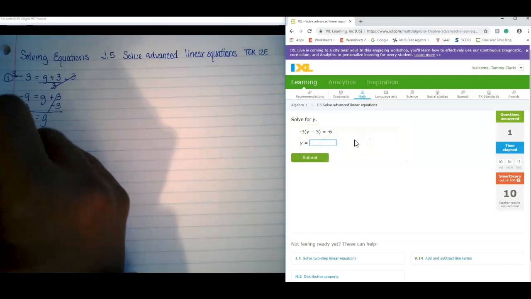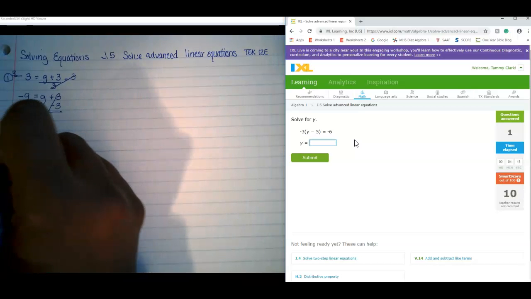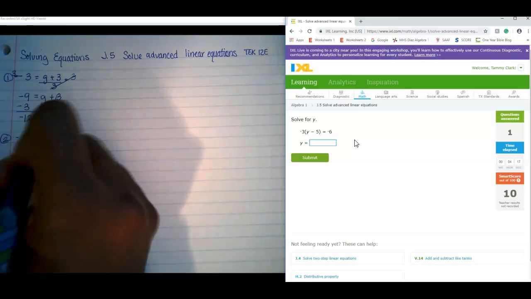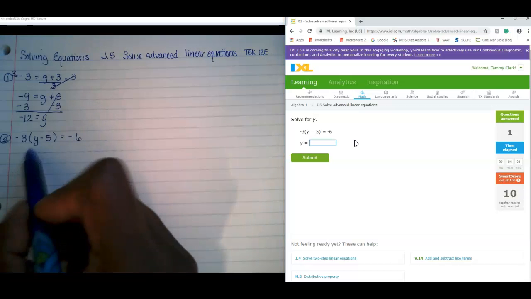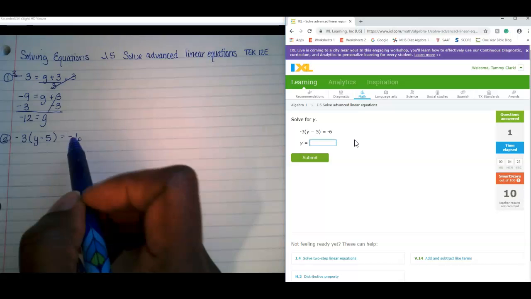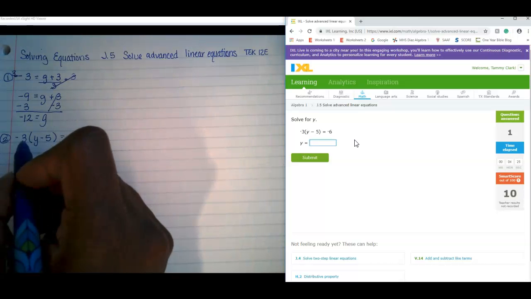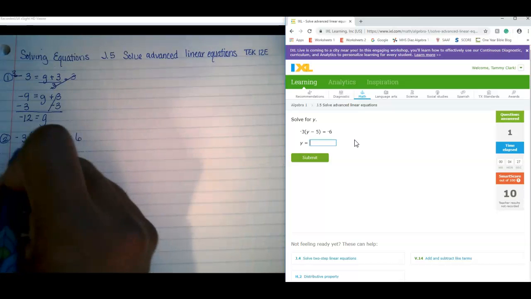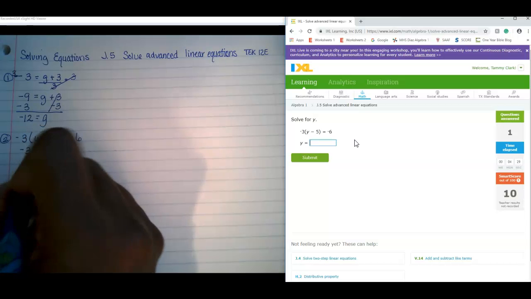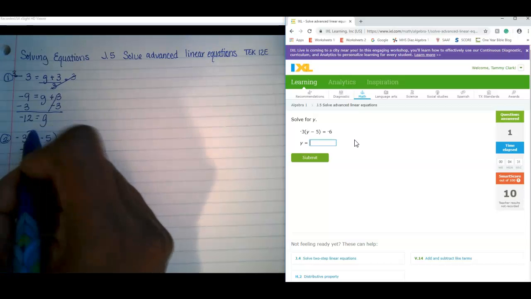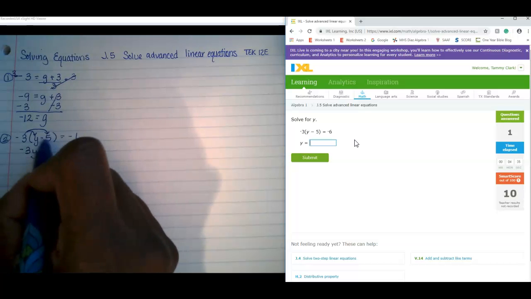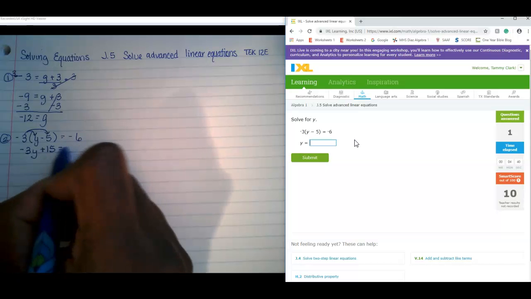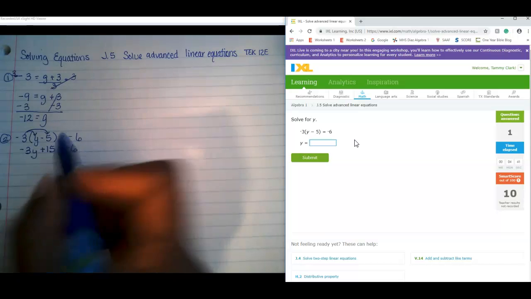Number 2, this one, we have the distributive property that we have to work with. So first things first is we're going to distribute, then we'll solve. So -3 multiplied by y is -3y. -3 multiplied by -5 is positive 15, and that equals -6.